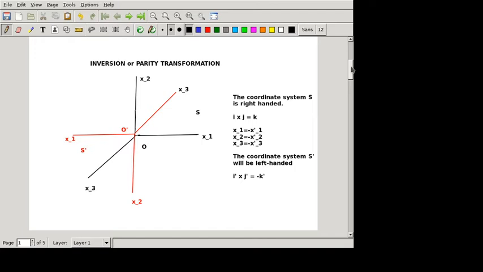of each coordinate of a point P in this coordinate frame, and the coordinate system S prime will now be left-handed, which means that i prime crossed with j prime gives us, instead of k prime, minus k prime.